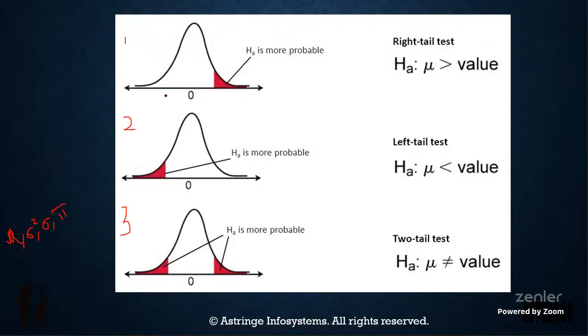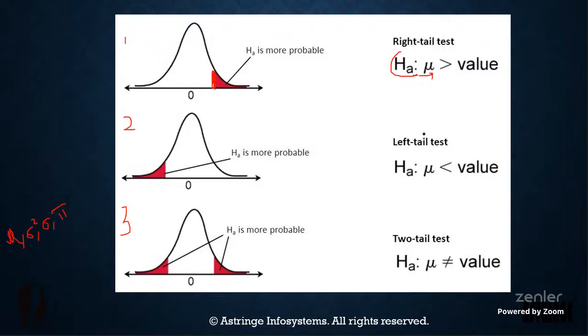Now here in the first graph, what do you know, and how do you figure out what is interesting or not? Over here, the first one is just a right tail test. In this, we know that HA is that mu is greater than your value. So this part would be colored as HA is more probable in this region. You read about the right tail test and the left tail test in the very first class.